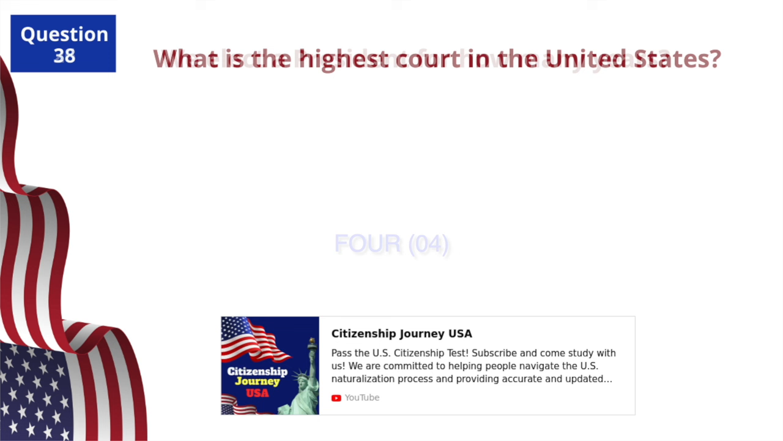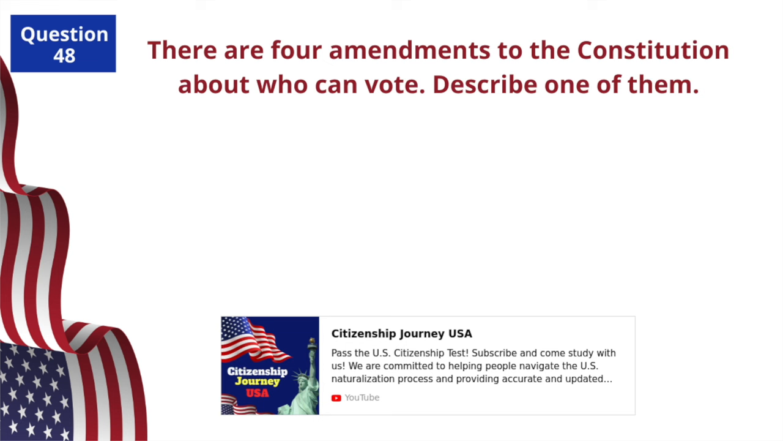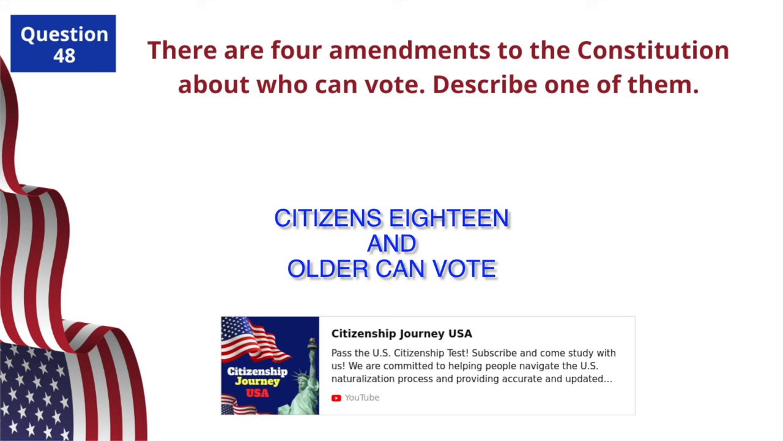What is the highest court in the United States? The Supreme Court. Name one war fought by the United States in the 1900s. World War I. There are 4 amendments to the Constitution about who can vote. Describe one of them. Citizens 18 and older can vote.